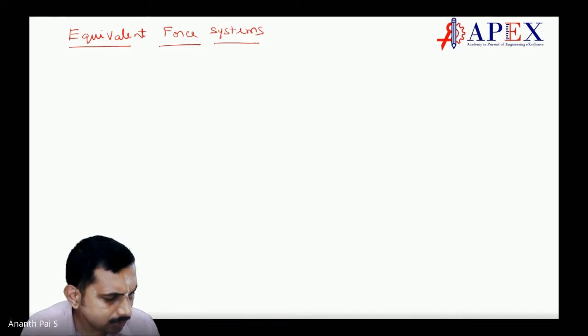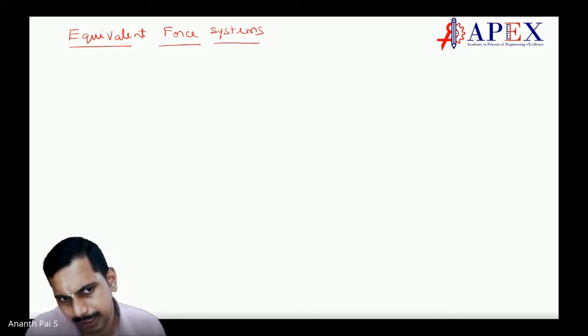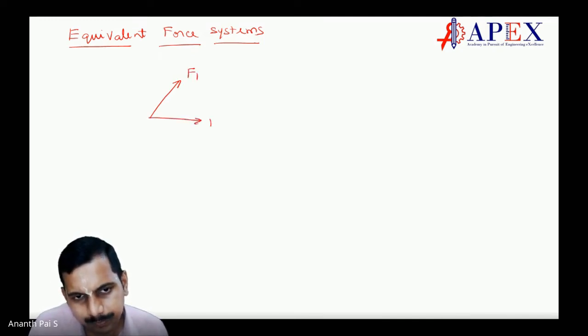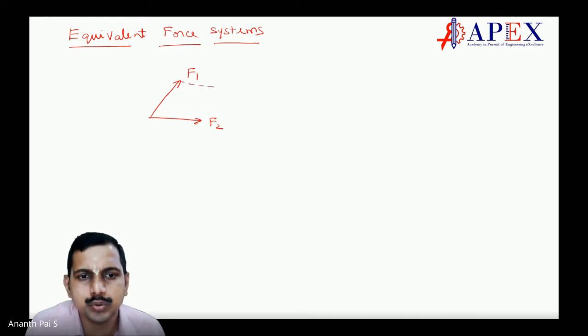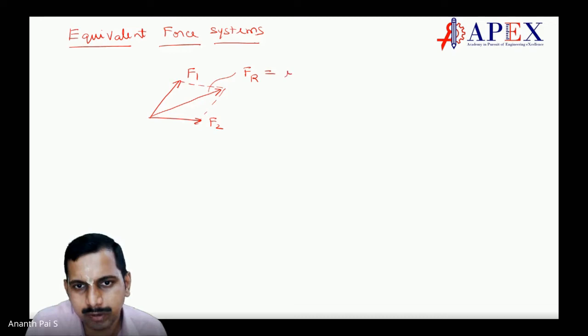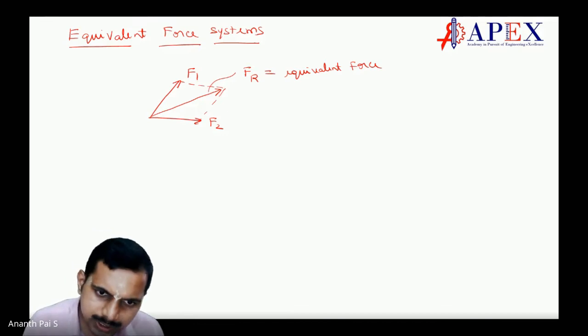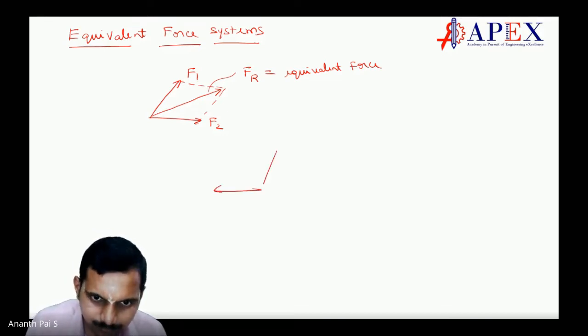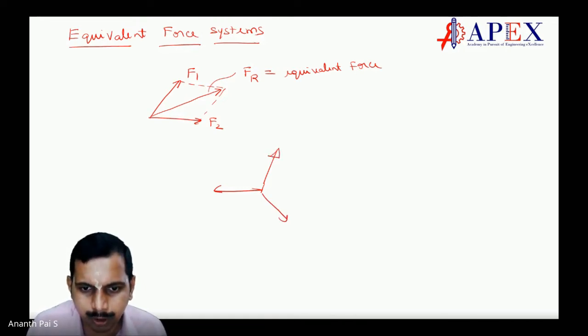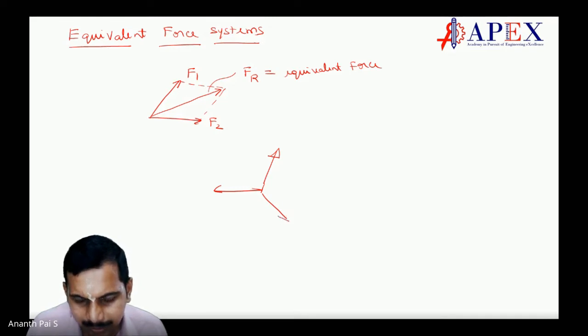Now, if I have two forces, for example a force F1 and a force F2, you can find the resultant between these two, correct? That resultant F is the equivalent force. Now, in case you have many forces, you can always calculate the equivalent force on a rigid body. Very important, it has to be on a rigid body, correct?